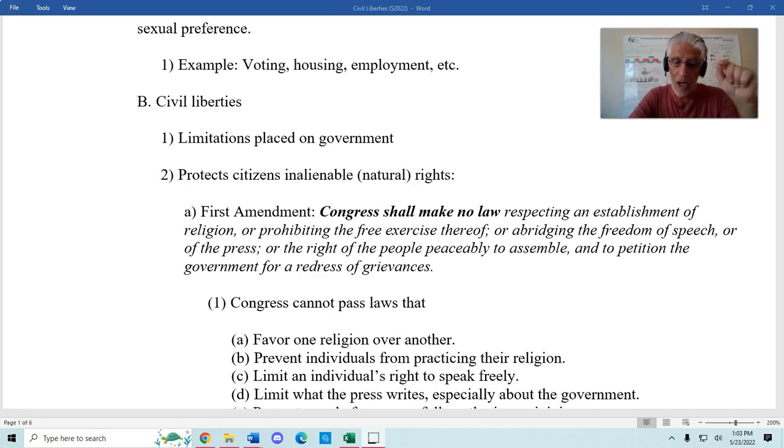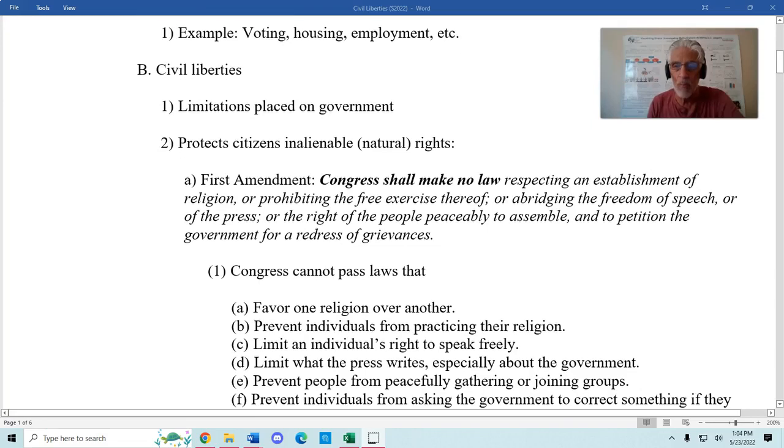The federal government, Congress, cannot prevent individuals from practicing their religion. And that's what they mean by "or prohibiting the free exercise thereof." When they talk about abridging freedom of speech, Congress cannot limit an individual's right to speak freely. When it talks about freedom of the press, it cannot limit what the press writes, and especially about the government, because that's the thing that they were particularly concerned about.